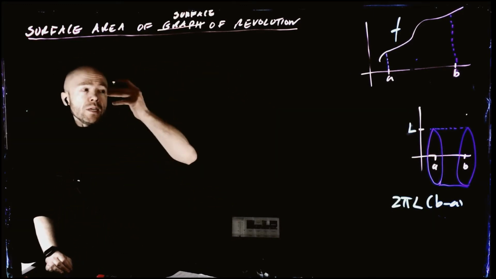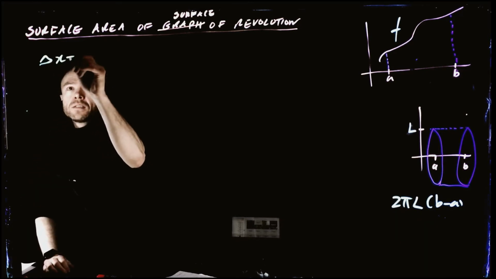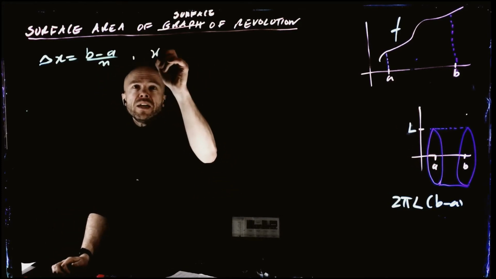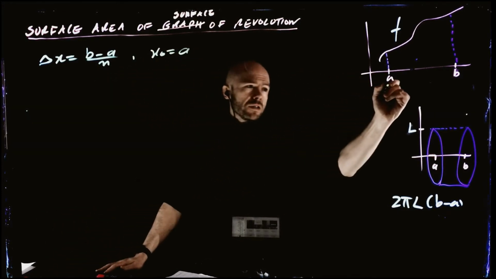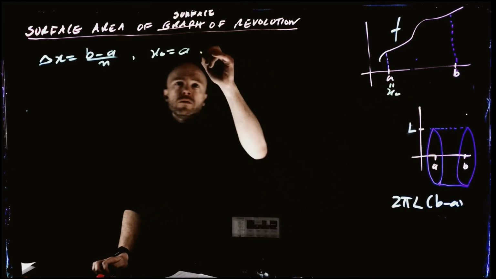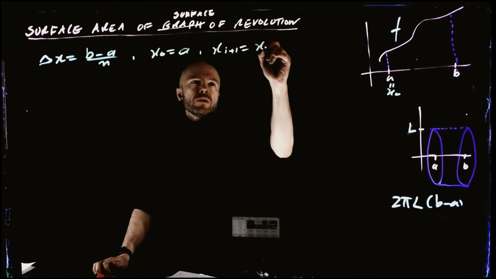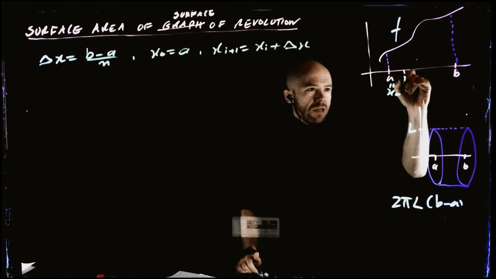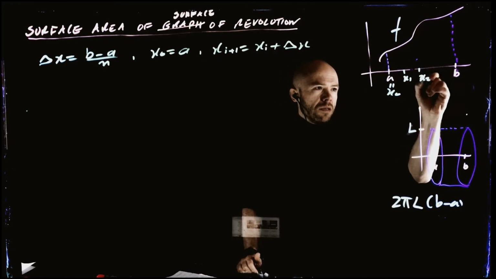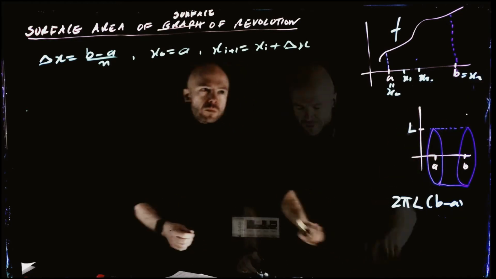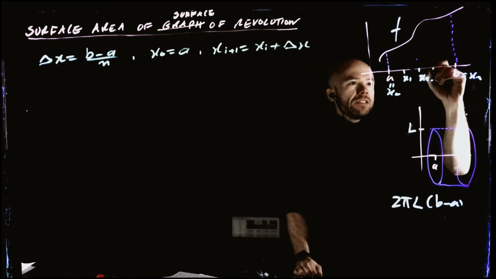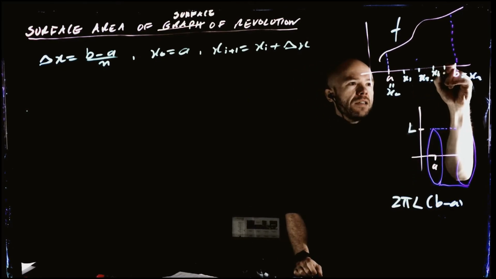So we cut this up into equal size pieces. We say let delta x equal b minus a over n, where n is something we decide on later. We let x0 be the first point, this one. We let x_{i+1} equal x_i plus delta x, just as before. So then we have x1, x2, and so on, and this last one is xn. And then we just take an arbitrary piece of this. Let's say this is xk, and this is xk plus 1.